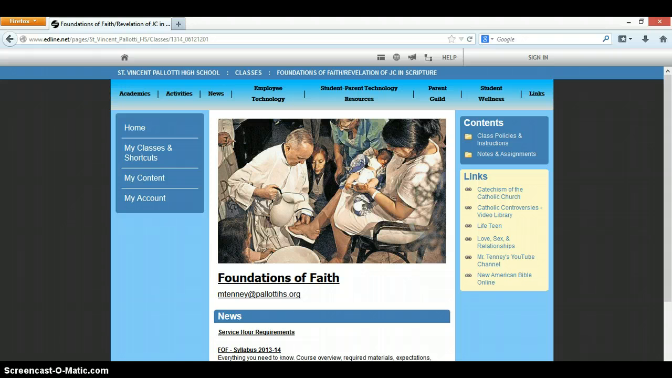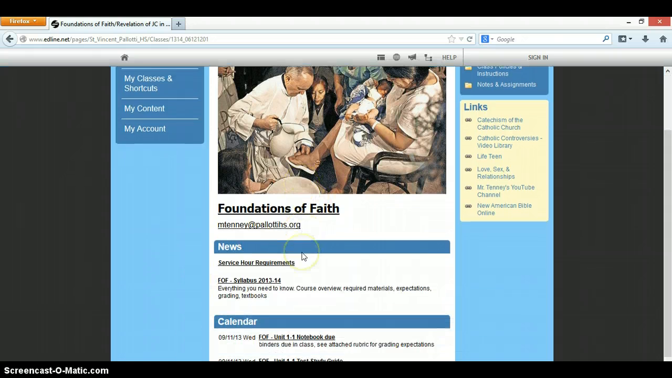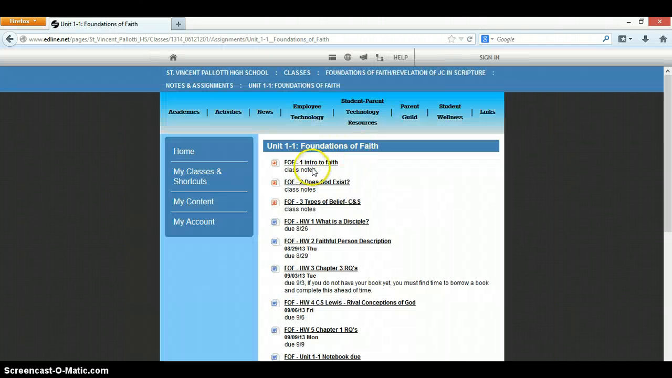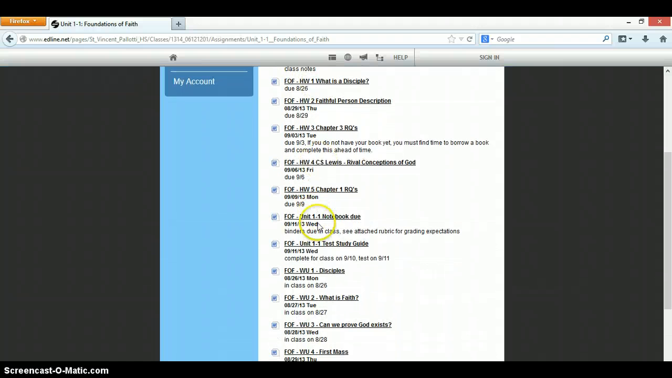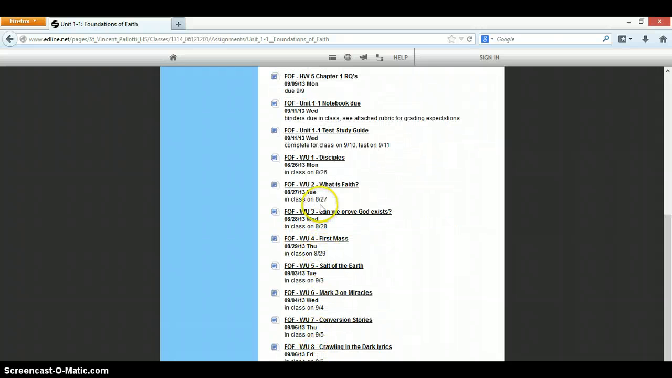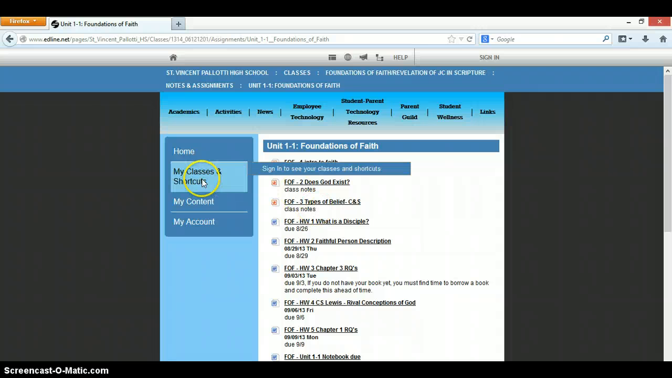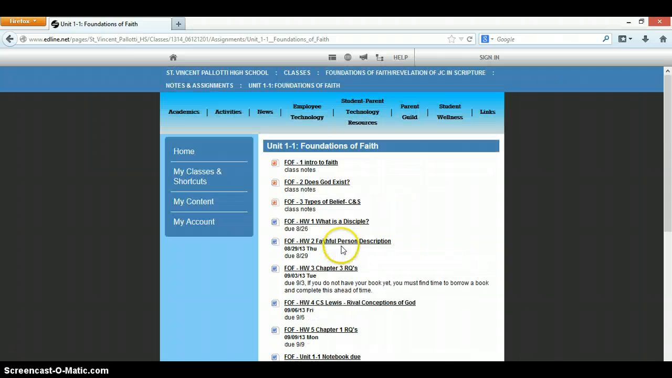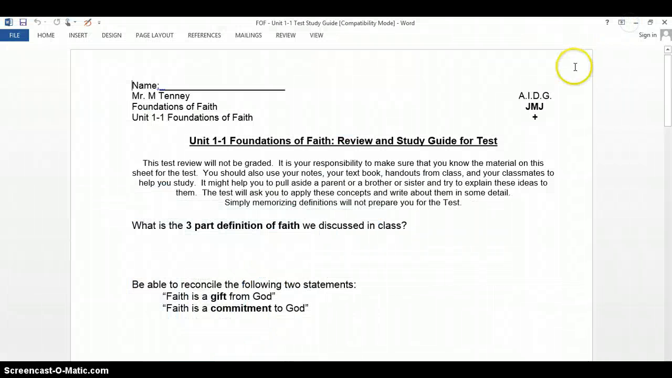Your notebook will also be due, so if you're missing anything, you can go to my Edaline page and click on Notes and Assignments, and you will find that everything for this unit is right here. All the class notes, all the homeworks, notebooks, study guide, the warm-ups for every day with the objectives. Everything that you could want is right there. And if you click on the notebook one right here, you will see the rubric for what I'm expecting on your notebook. So make sure that's all ready to go.